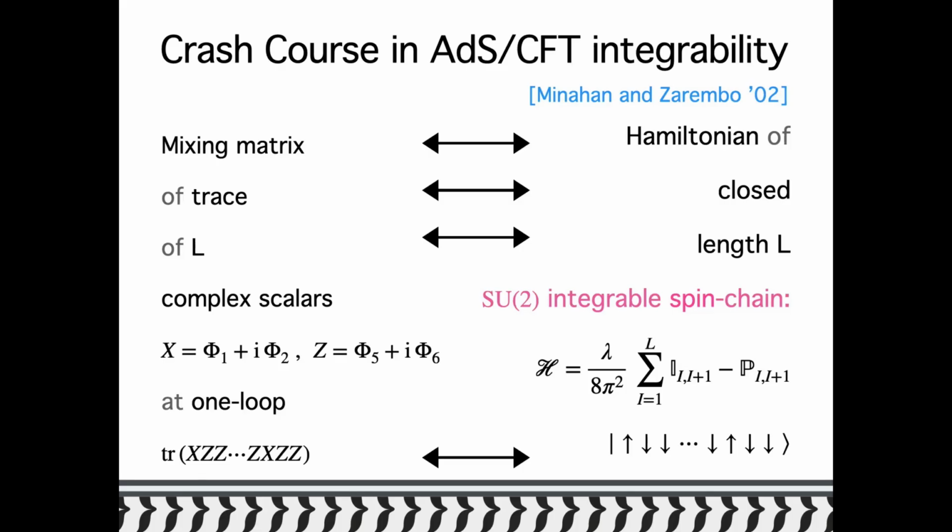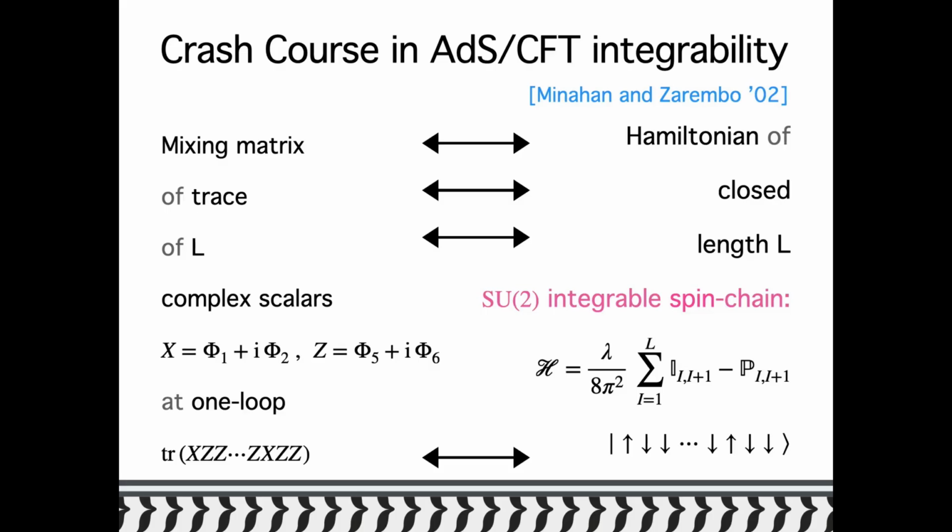Essentially, this requires one to compute a mixing matrix of 2-point functions of size 2^L times 2^L. You need to take all possible operators of length L with all possible numbers of X's and Z's, compute all possible 2-point functions between these operators, and then diagonalize the matrix. The eigenvectors will give you the combinations of traces of X's and Z's that are the eigenoperators of the dilatation operator, and the eigenvalues will give you their one loop anomalous dimensions.